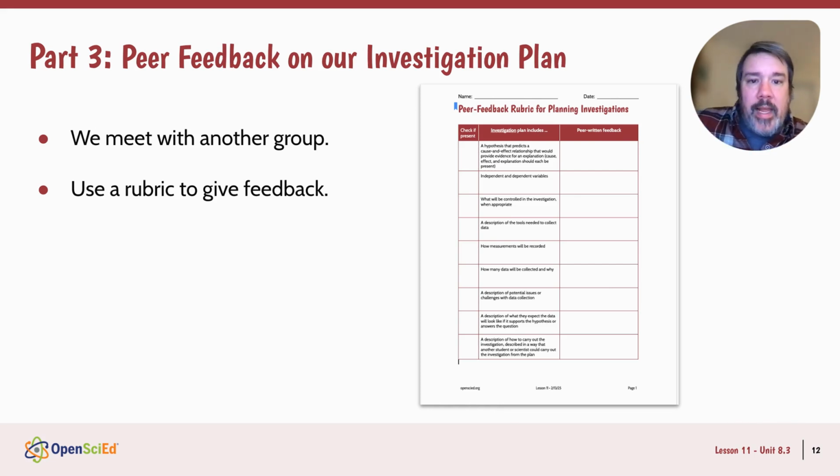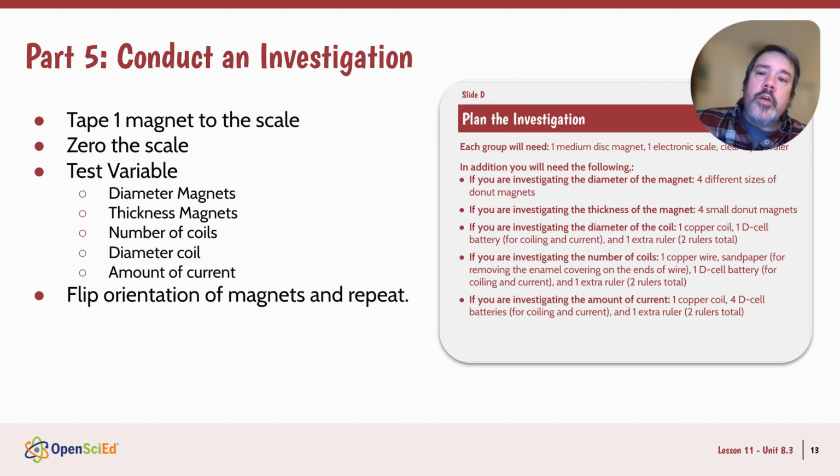So we come up with a plan, and then we get some feedback. We meet with another group, use a rubric to give each other feedback on our plan, and then make some adjustments based on that feedback. Then in part 5, after we've revised our plan, we're actually going to carry out that investigation. Just like we did in the previous lesson, we're going to tape a magnet to the scale. We'll zero it out.